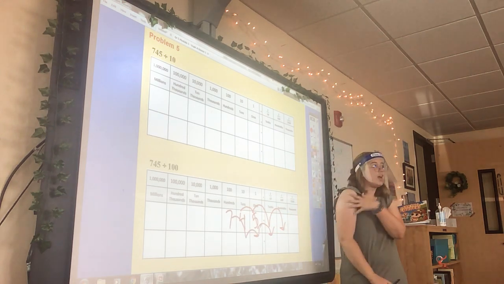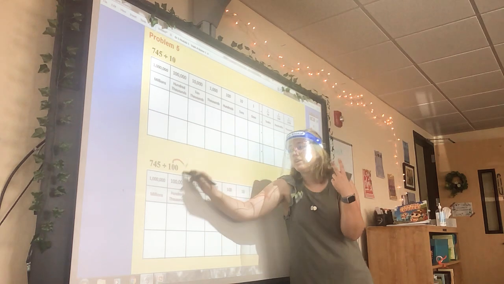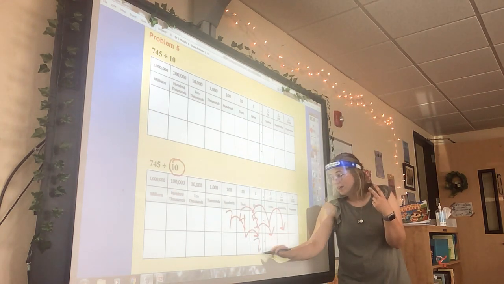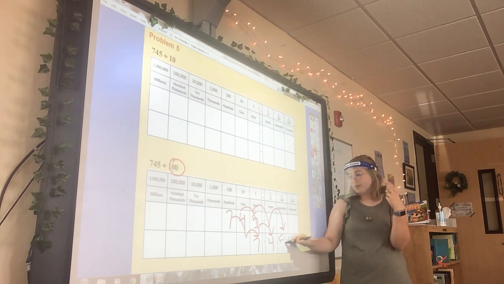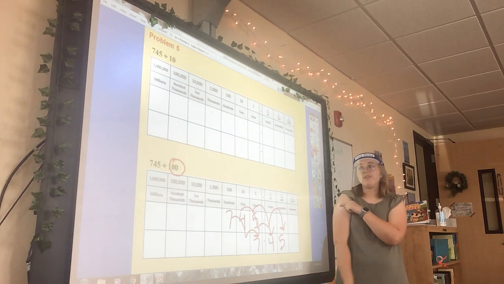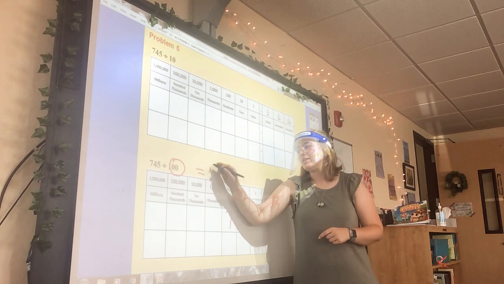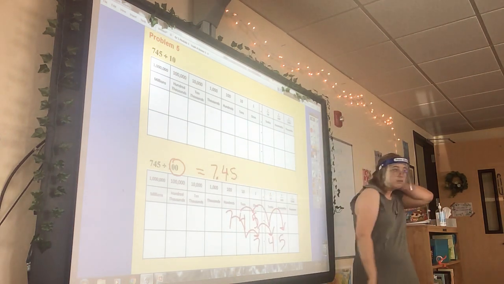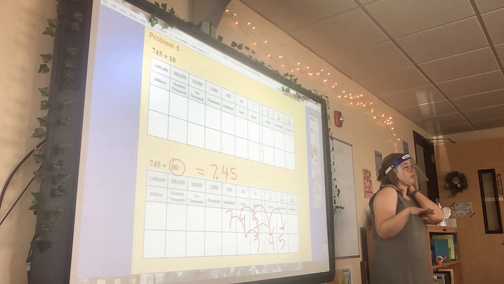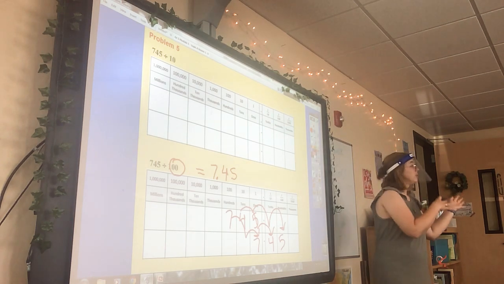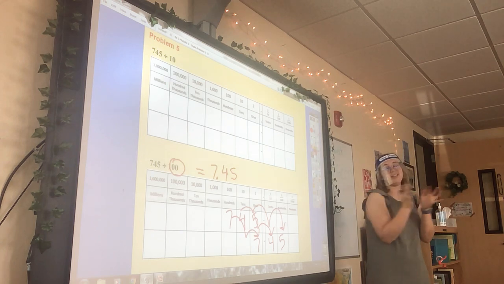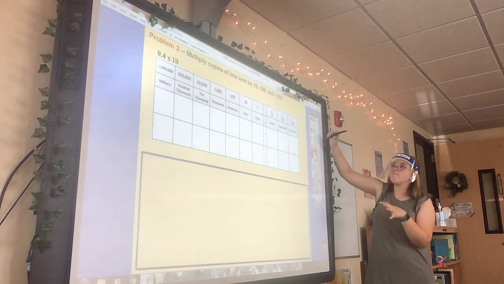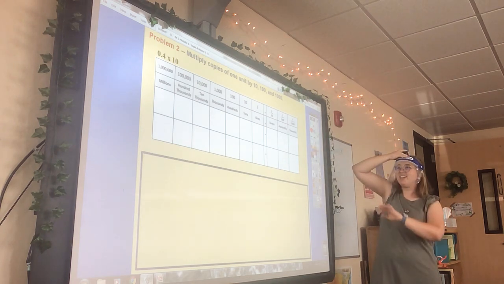Everything shifts to the right 2 times, 2 zeros in 100, okay? 2 times. So the 7 goes here, the 4 goes here, 5 goes here. So 745 divided by 100 is 7.45. Okay? It's really that easy. You're just moving numbers up and down the place value chart. It's really not that hard. I know it's confusing because it's new. We're going to have to get to this later, I think.